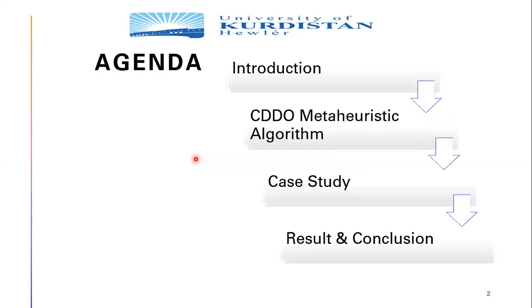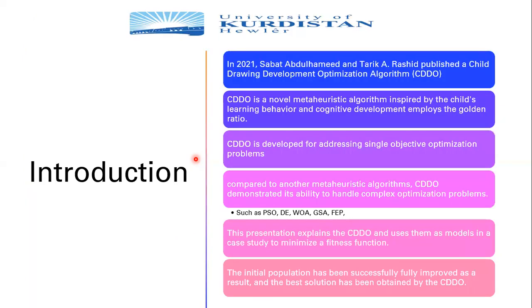Before I explain the algorithm, I'll talk about its introductory background, and it is a meta-heuristic algorithm. There's also a case study that I'm going to show, and there's also a result and conclusion for the case study.